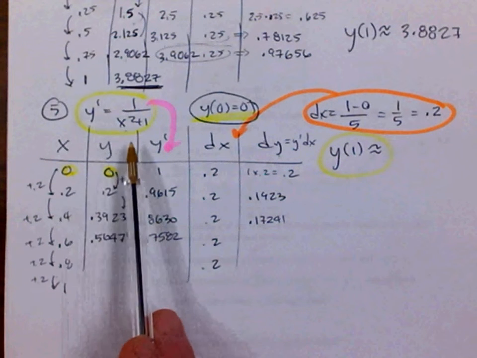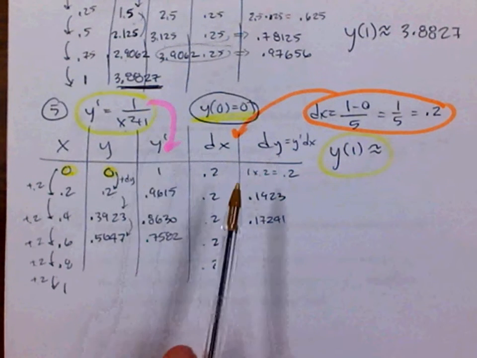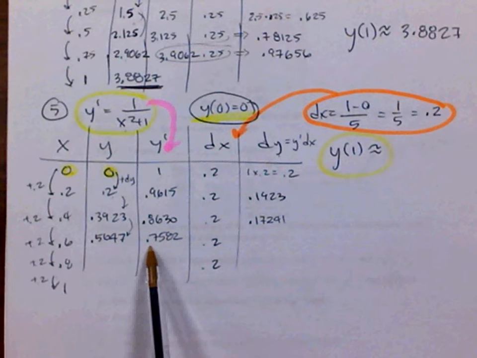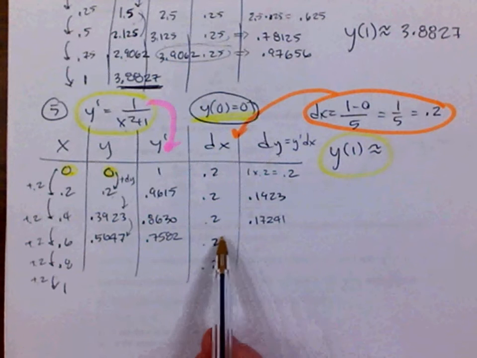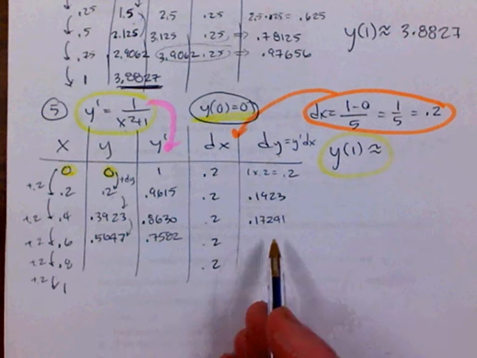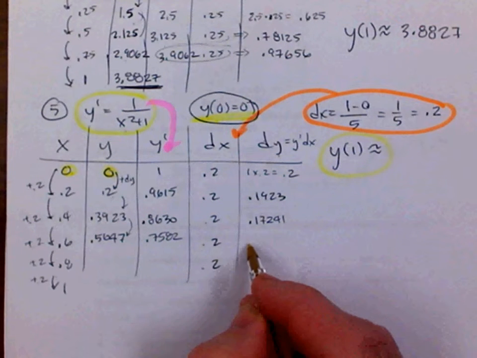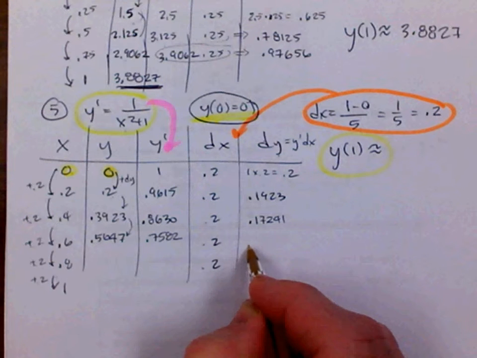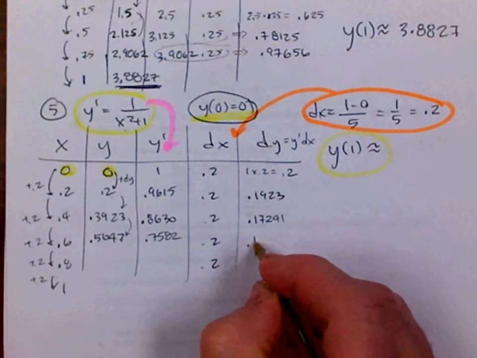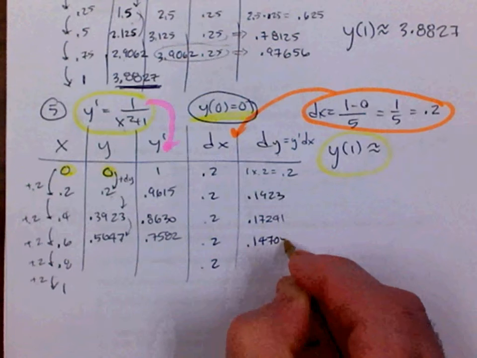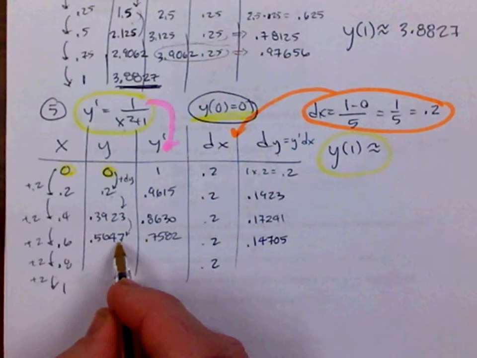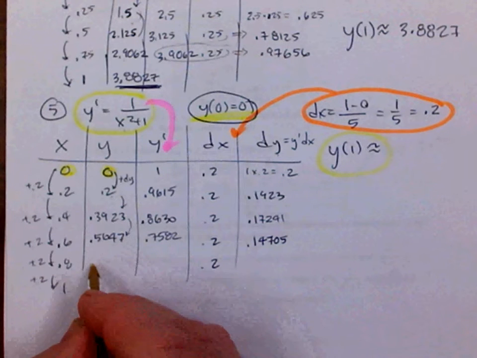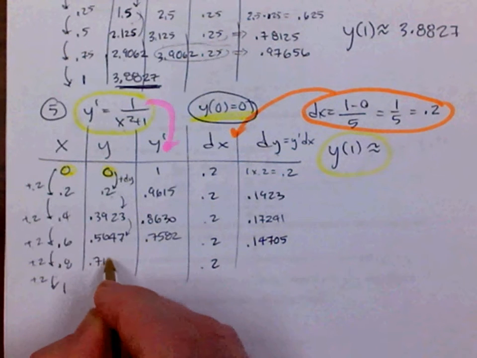0.6 squared plus 1, reciprocal, gives us a y prime value of 0.7582. We'll multiply that again by 0.2. That'll give us our new dy value. Our new dy value will be 0.14705. Add that to our previous y. This will give us 0.7117.